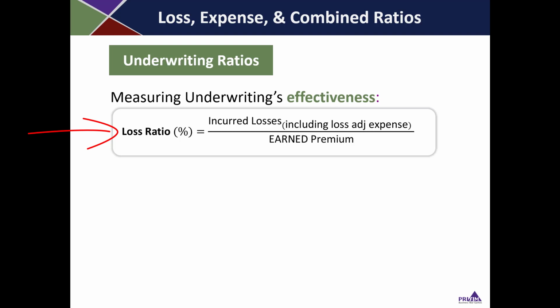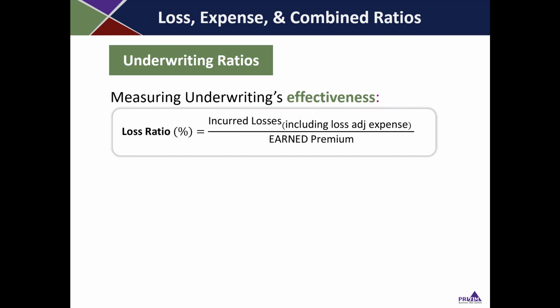And it's calculated as incurred losses, including loss adjustment expense, divided by earned premium. And notice that the denominator is earned premiums, not written premiums. And the definition of incurred losses is paid loss plus paid loss adjustment expense, both allocated and unallocated, and changes in case reserves, or cases that we know about, and also changes in IBNR, which is incurred but not reported.